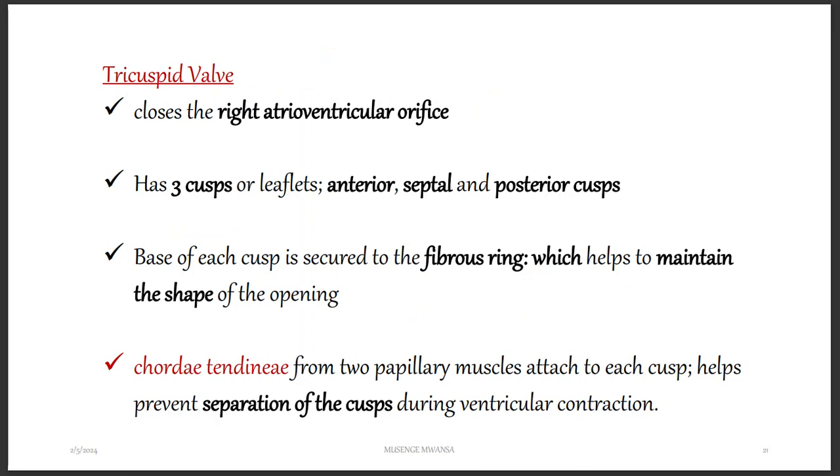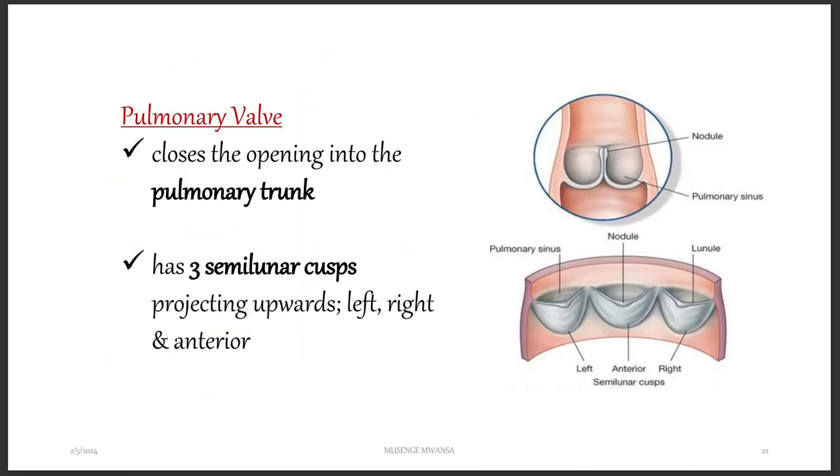The tricuspid valve, as you already know, is found between the right atrium and right ventricle. It is tri because it has three cusps.